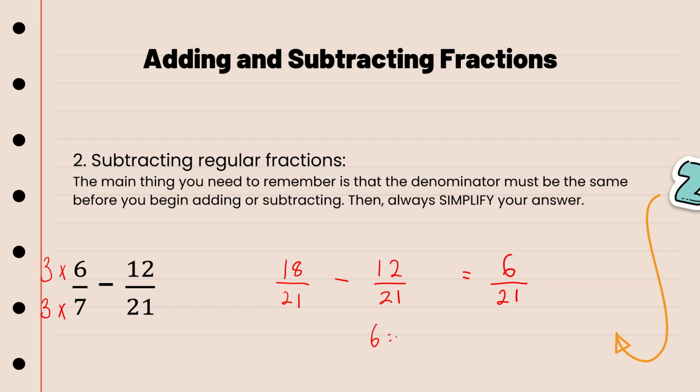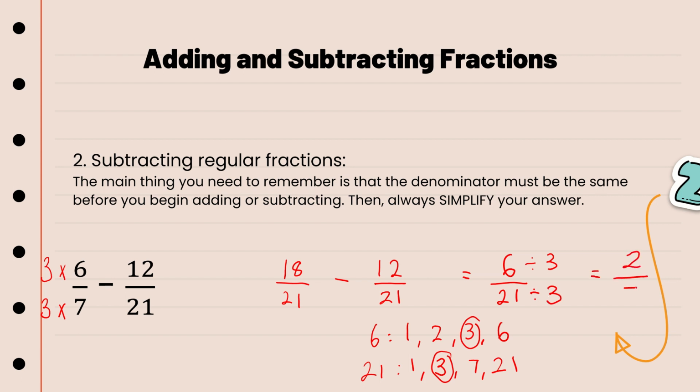Now, I can simplify this fraction by using the highest common factor. So factors of 6 are 1, 2, 3, and 6. Factors of 21 are 1, 3, 7, and 21. Now you can see that they have a common factor of 3. So I'm going to divide both by 3 and then find my simplified fraction, which is 2 over 7.